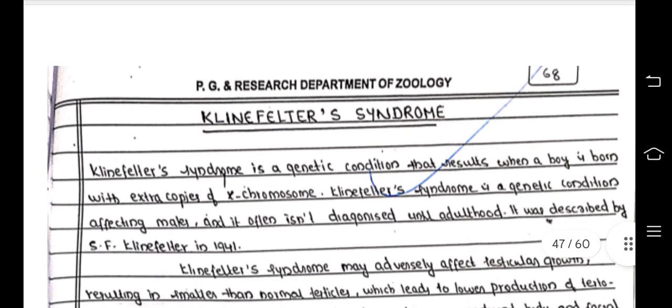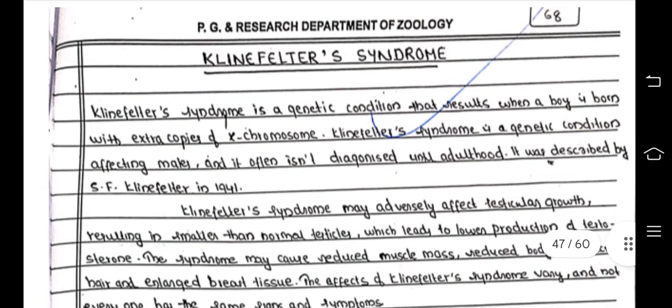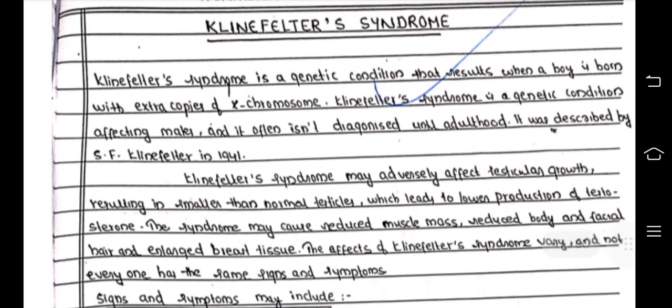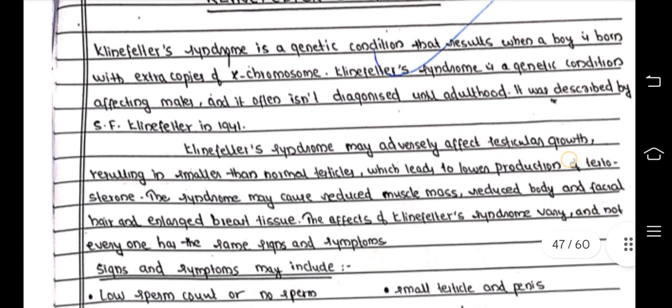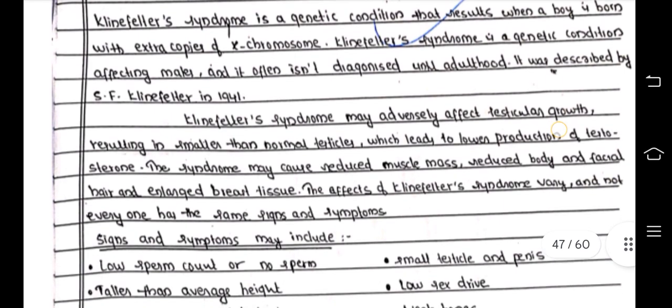Then Klinefelter syndrome. Klinefelter syndrome is a genetic condition in which a boy is born with an extra copy of the X chromosome. It affects males and often isn't diagnosed until adulthood. It was described by H.F. Klinefelter in 1941. Klinefelter syndrome may adversely affect testicular growth, resulting in smaller than normal testicles, which leads to lower production of testosterone. The syndrome may cause reduced muscle mass, reduced body and facial hair, and enlarged breast tissue.